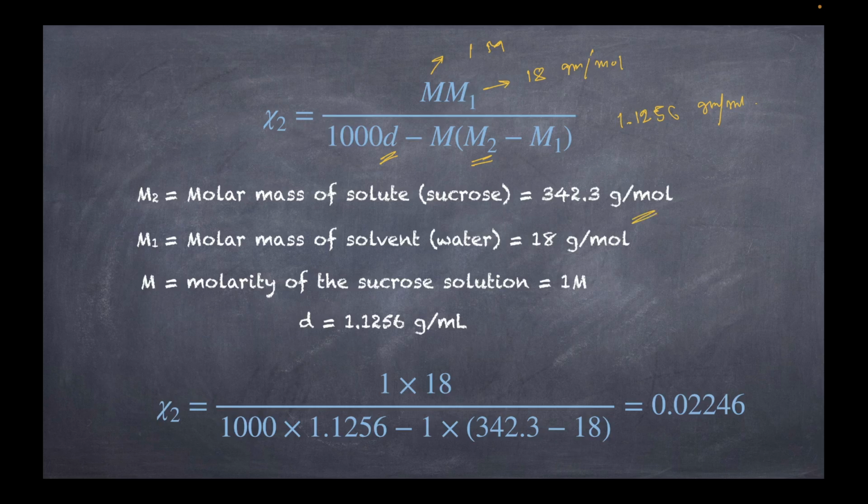So we can put all these values in this expression and get the value of chi2, that means mole fraction of solute present in our solution. So chi2 will be equal to 0.02246. Now to get the value of activity coefficient, we have to find activity and chi1, mole fraction of solvent. So we got the value of A, which is 0.98. Now we have to find the value of chi1. Now we got the value of chi2.